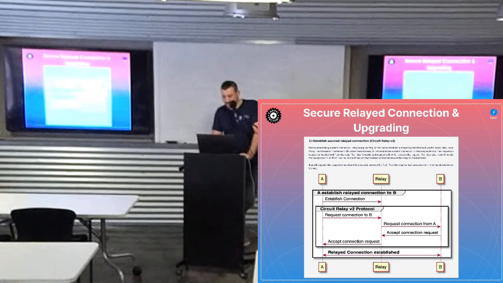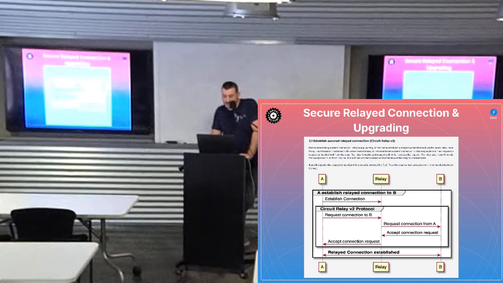Yes, so then what happens, this is the first step of the hole punch. Basically both A and B have to do this dance with the relay. They have to register with the relay, establish a connection with the relay. And then it says here, before establishing a direct connection using hole punching, A first has to establish a relay connection to B via the public relay node using the information contained in B's advertised address.